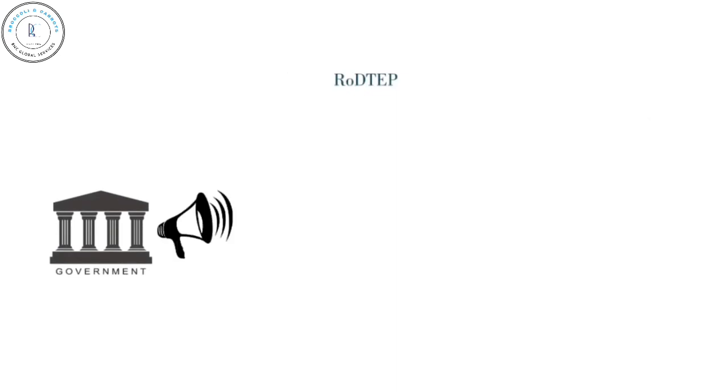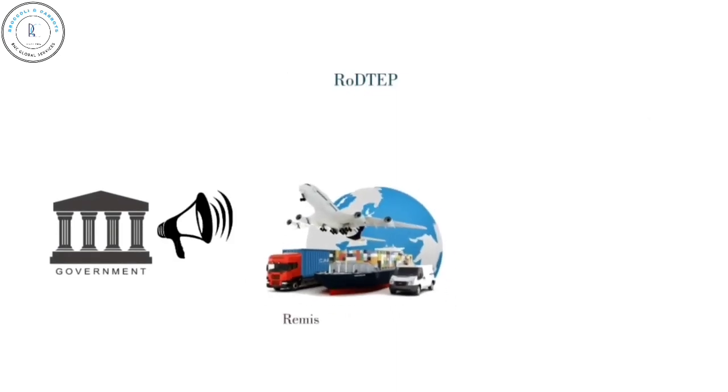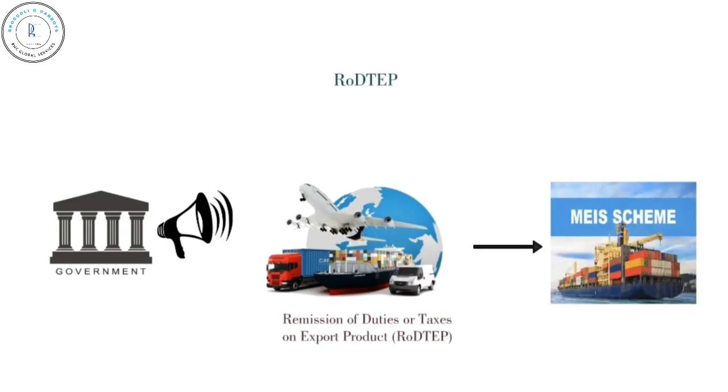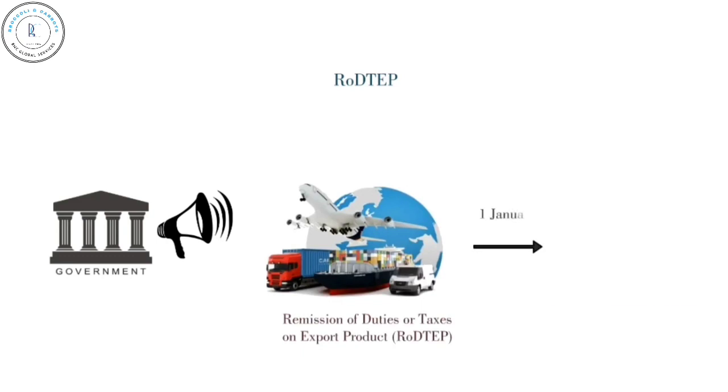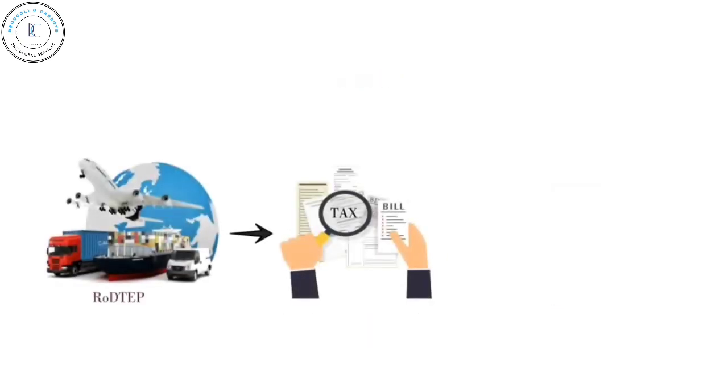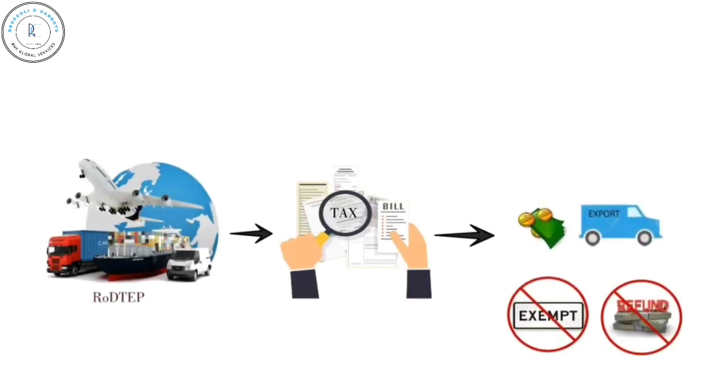RoDTEP. The Indian government announced a new WTO compliant scheme called Remission of Duties or Taxes on Export Product, RoDTEP, which replaced MEIS, starting 1 January 2021. RoDTEP allows reimbursement of all embedded taxes including local levies paid on inputs by exporters, which are not exempted or refunded under any other existing scheme.